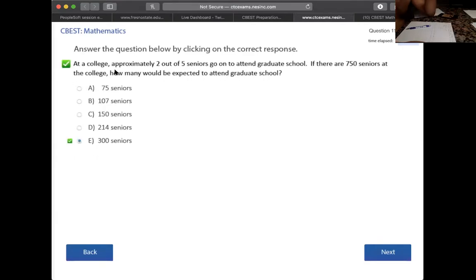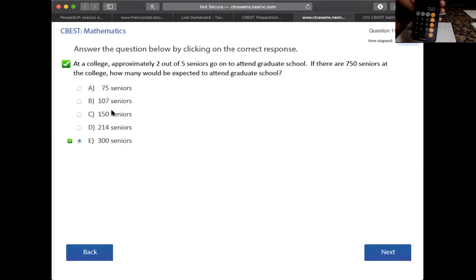So, at a college, 2 out of 5 seniors go on to attend graduate school. If there are 750 seniors at the college, how many would be expected to attend graduate school? Okay, what I did first, I got the total number of students and I divided it by the second highest number, which is 5, and it comes out to 150.